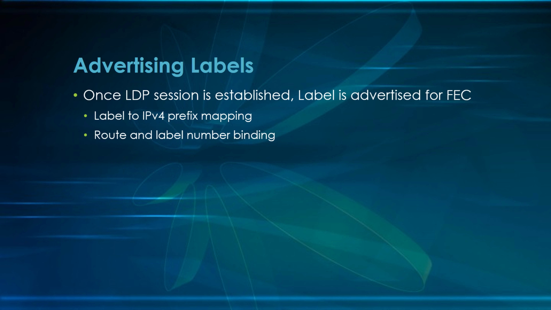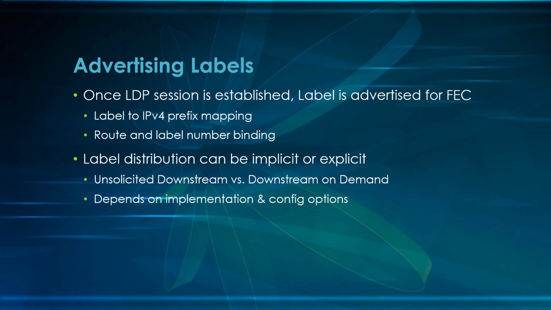Now, when it comes to advertising labels itself, once LDP sessions are established, a label is advertised for a FEC. So a label to IPv4 prefix mapping, and a route and label number binding. Label distribution can be implicit or explicit, so unsolicited downstream versus downstream on demand, and it depends on the implementation and the configuration options.